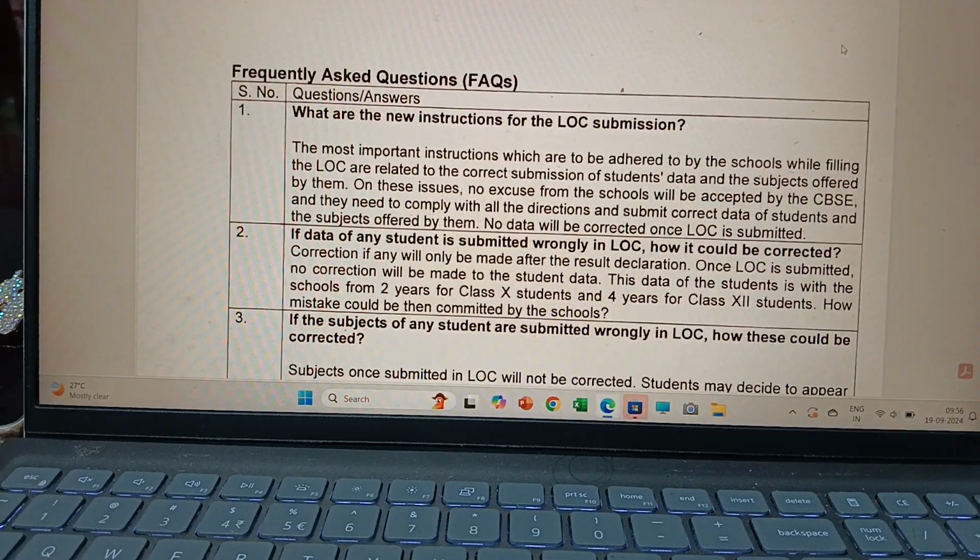First question: what are the new instructions for the LOC submission? The most important instructions which are to be adhered to by schools while filling the LOC are related to the correct submission of students' data and the subjects offered by them. On these issues, no excuse from the schools will be accepted by the CBSE, and they need to comply with all the directions and submit correct data of students and subjects offered by them. No data will be corrected once LOC is submitted.